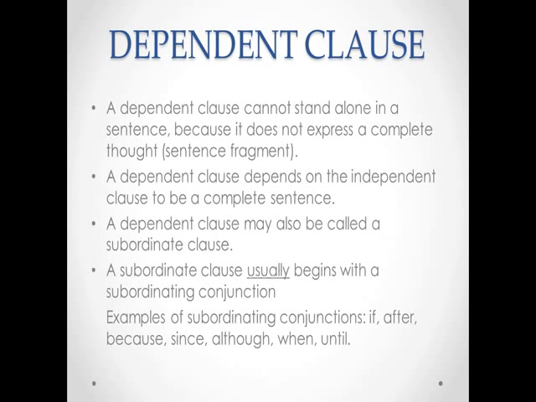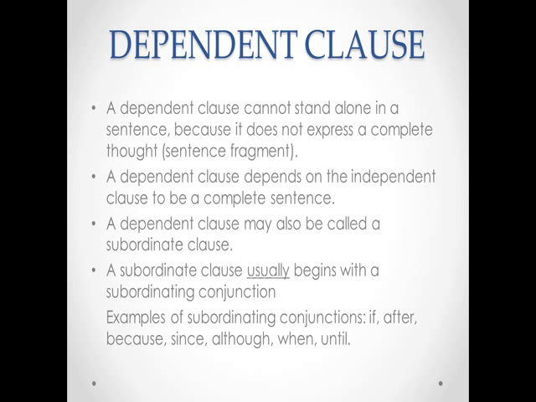Dependent clause. A dependent clause cannot stand alone in a sentence because it does not express a complete thought. So we talked about this in sentence structure part 1, that you need to have all 3 elements to be a complete sentence. A complete thought, a noun, which is the subject, and the verb. Well, in a dependent clause, you may have a noun and you may have a verb, but if it's not a complete thought, then it's a dependent clause, which we consider also a sentence fragment. So a dependent clause will then depend on an independent clause to make it a complete sentence.